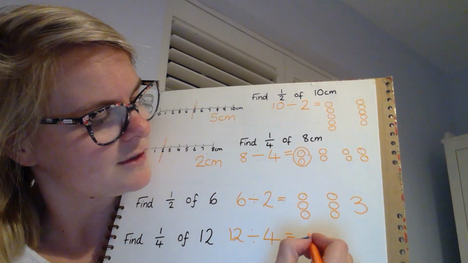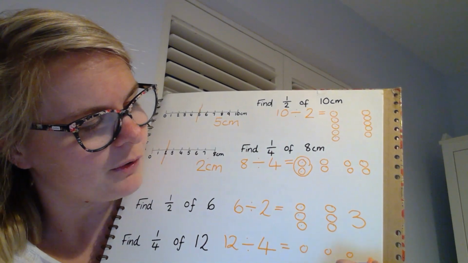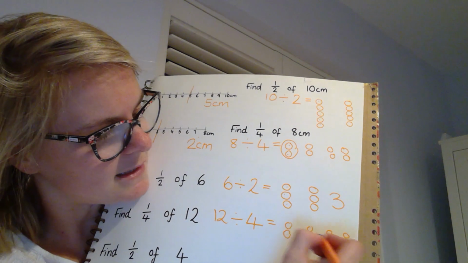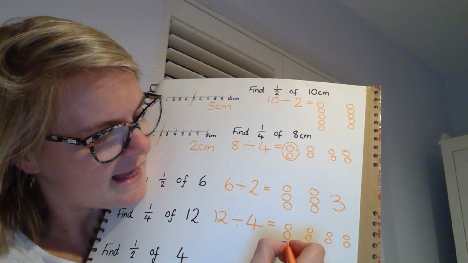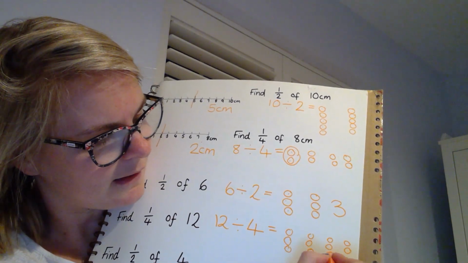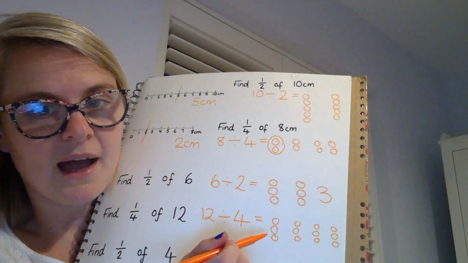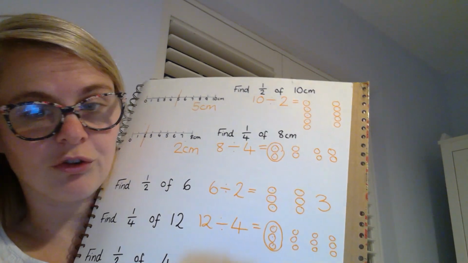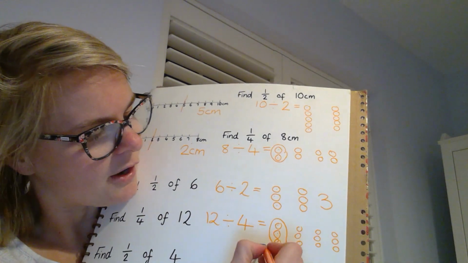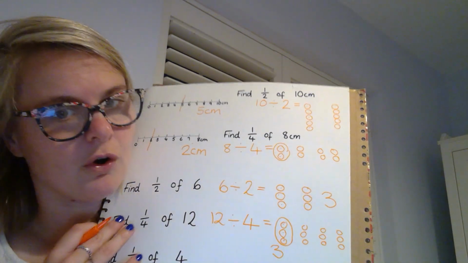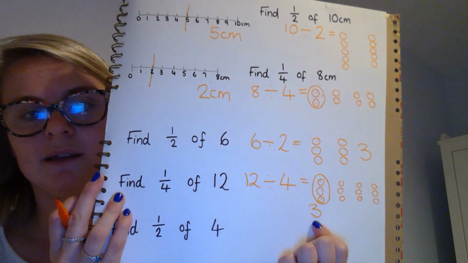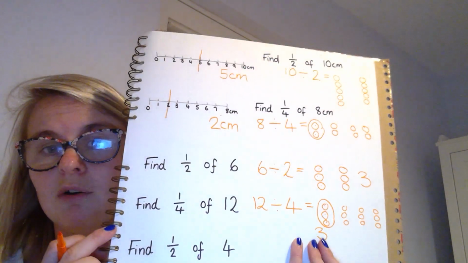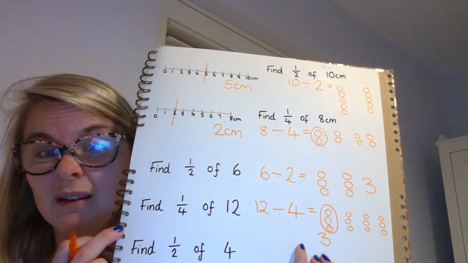So if I split my 12 into 4 equal groups, sorry if you can't see, it's quite heavy, this pad. So that's 8, 9, 10, 11, 12. I can see in each of my groups, I've got 3. So 12 divided by 4 is 3. So that gives me the answer that a quarter of 12 is 3.